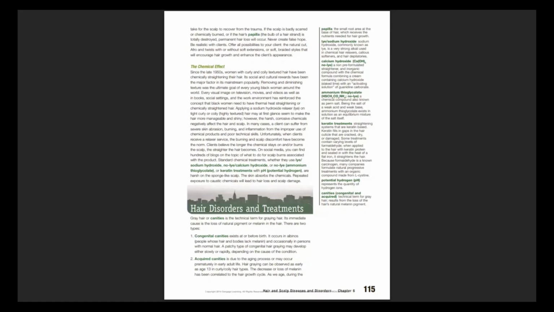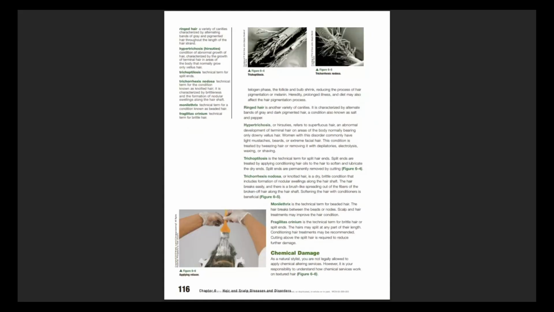The decrease or loss of melanin has been correlated to the hair growth cycle. As we age, during the telogen phase, the follicle and bulb shrink, reducing the process of hair pigmentation or melanin. Heredity, prolonged illness, and diet may also affect the hair pigmentation process. Ringed hair is another variety of canities. It is characterized by alternate bands of gray and dark pigmented hair, a condition also known as salt and pepper.